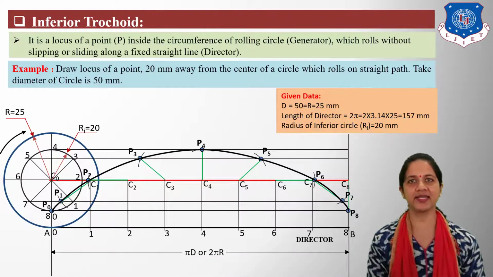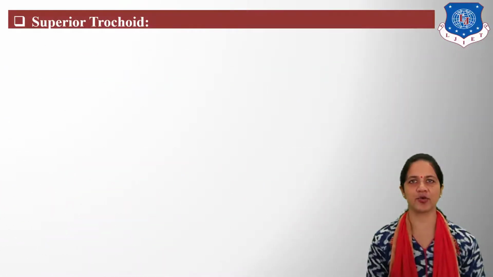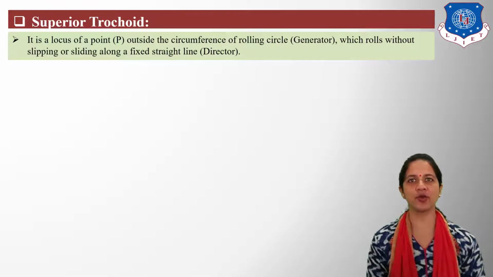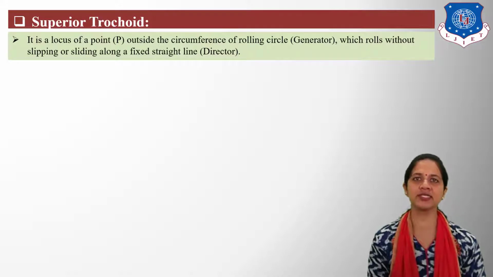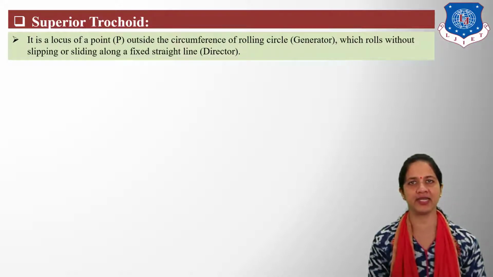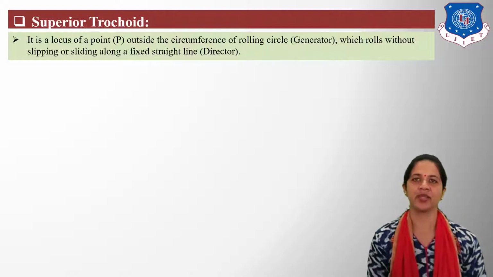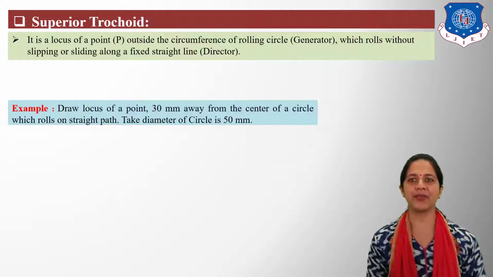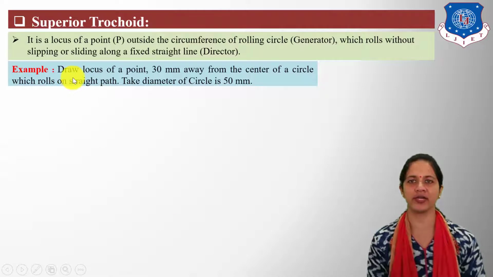Next, let us understand superior trochoid. What is superior trochoid? It is a locus of a point outside the rolling circle or generator which rolls without slipping or sliding along a fixed straight line or director. Let us solve an example of superior trochoid.